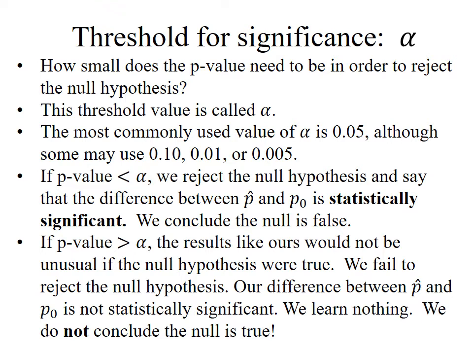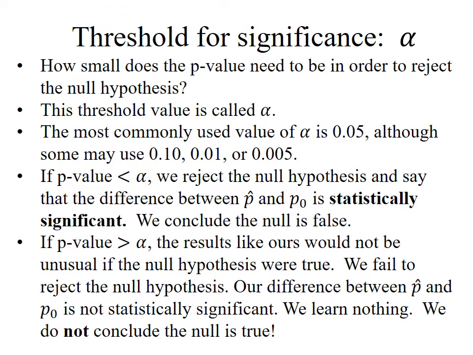On the other hand, if I get a p-value larger than alpha, more than 5%, then results like ours would not be unusual. That wouldn't be surprising. That's the sort of thing you would expect to happen all the time if the null hypothesis were really true. So what do we do? We fail to reject the null hypothesis. We say that the difference between p hat, what we got, and p naught from the null hypothesis, is not statistically significant, and therefore we learn nothing. This does not mean that the null hypothesis is true. It just means that this data doesn't tell us the null hypothesis is false.